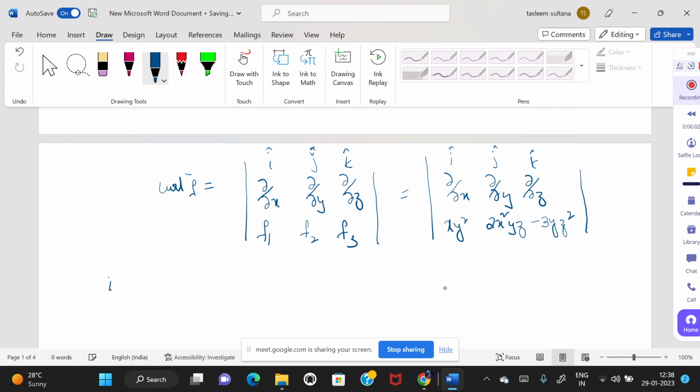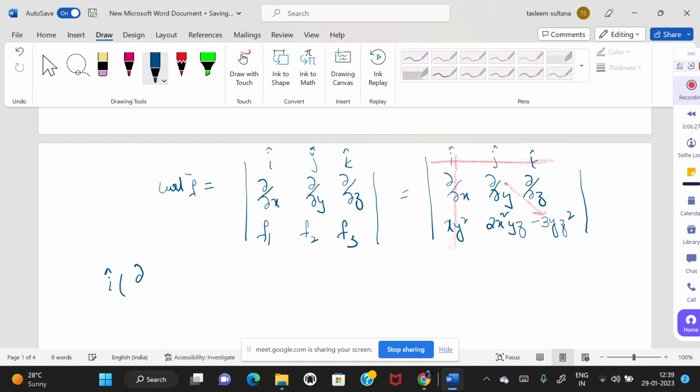First one is the i vector part. When I'm finding for i vector, these terms will vanish, you have to cancel them. You have to take the product of the remaining 2 by 2 terms. First you have to multiply this with this one. So what are you going to get in that case?